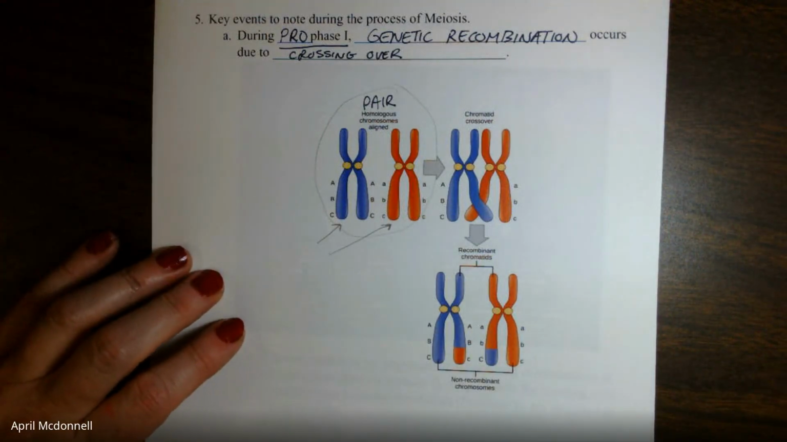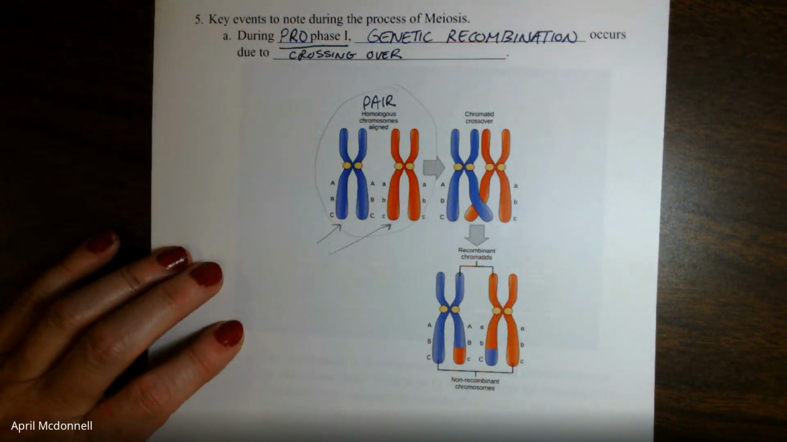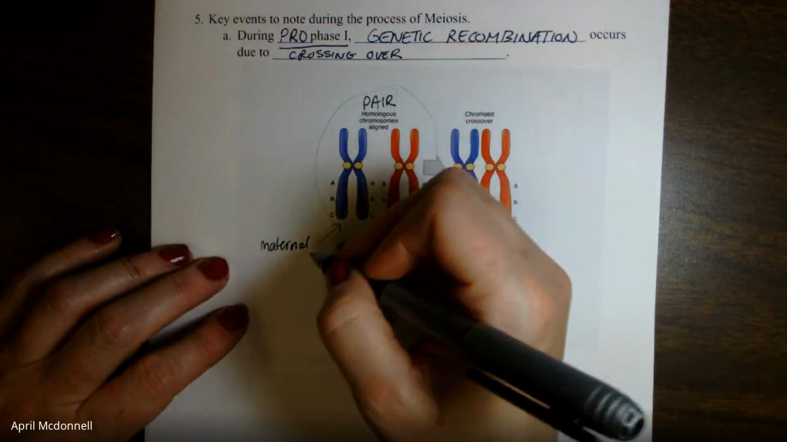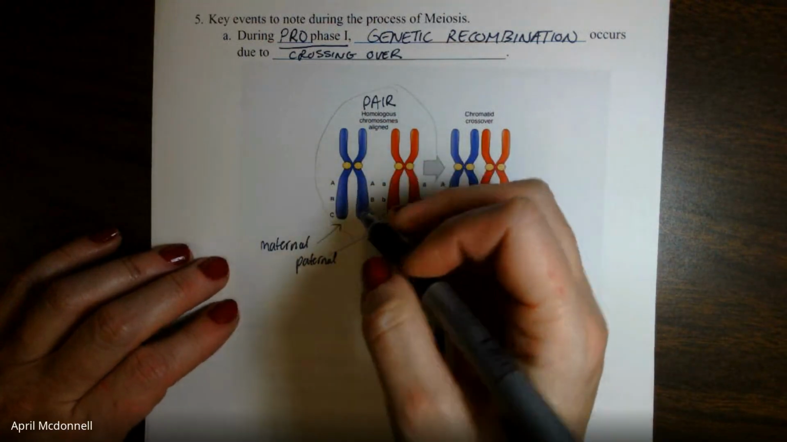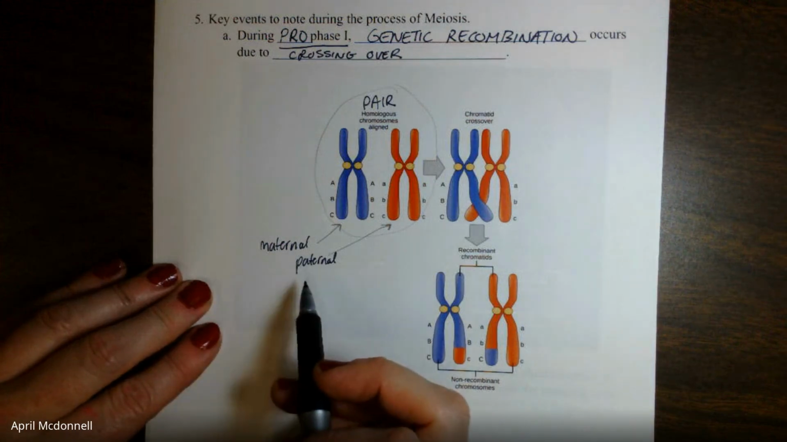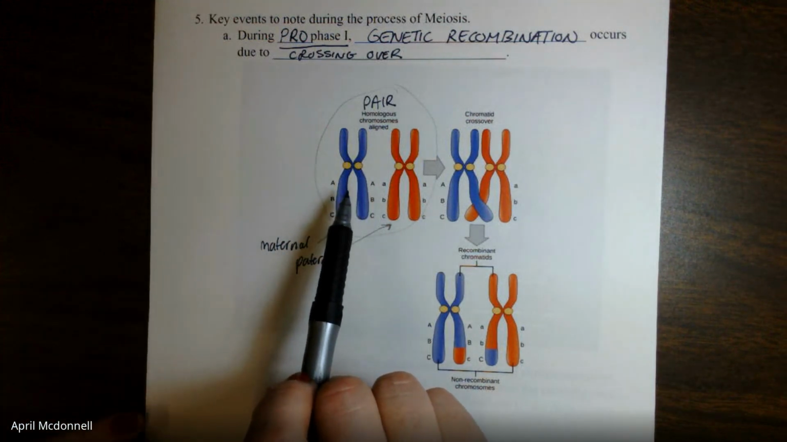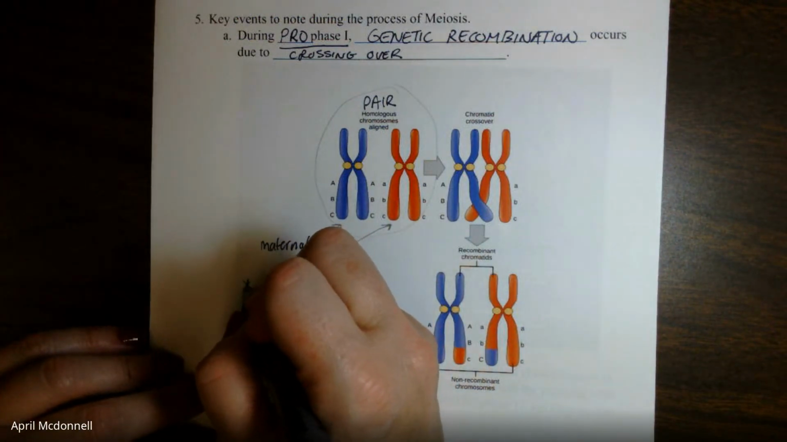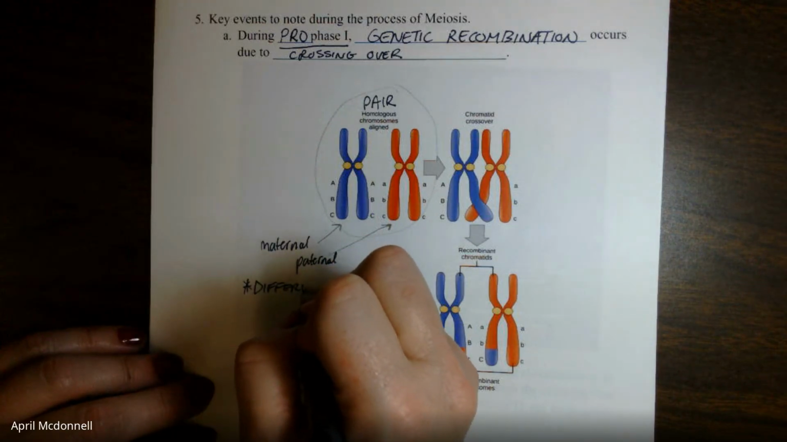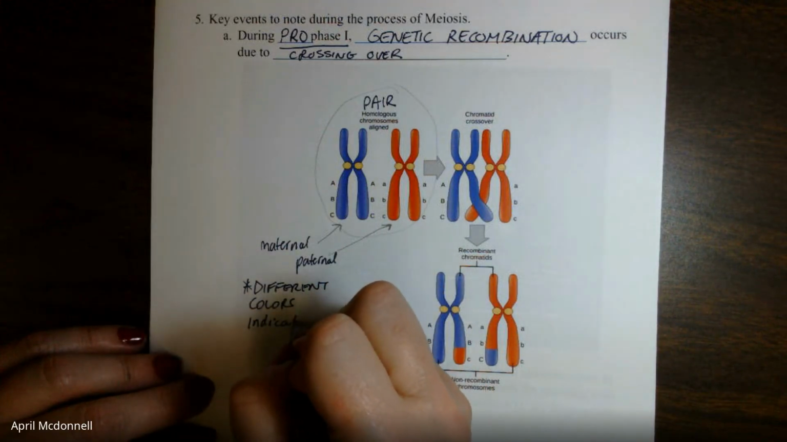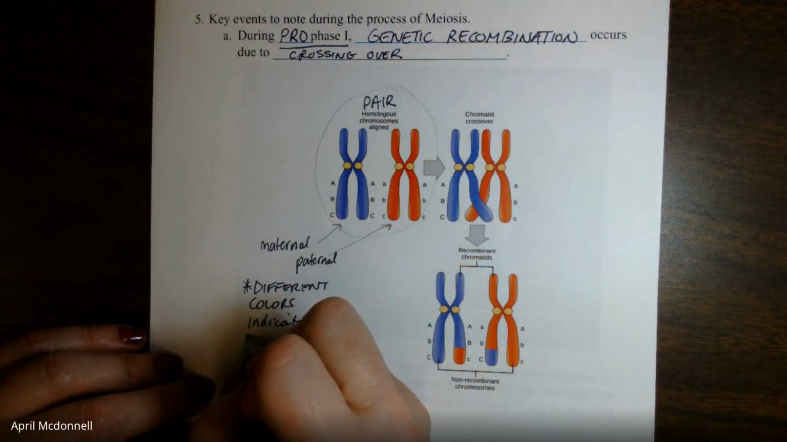Please do not forget the reason we have different color chromosomes is because one is the maternal homologue and the other is the paternal homologue. Do mom and dad have the same DNA? No, they do not, which is why we have blue and red chromosomes. The colors indicate different DNA sequences.